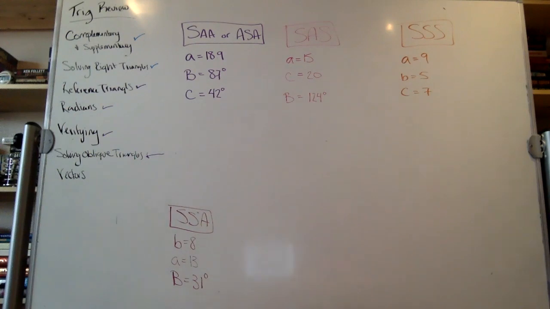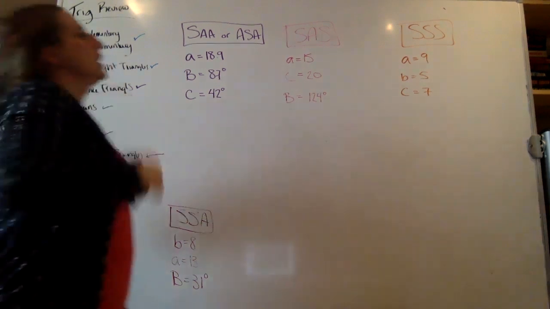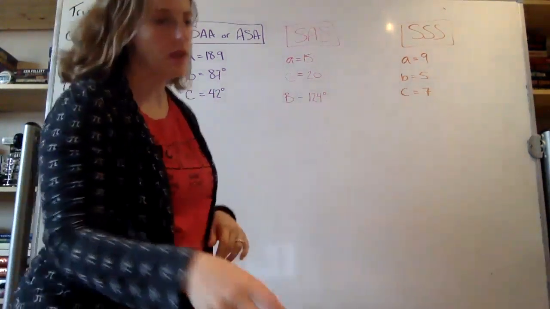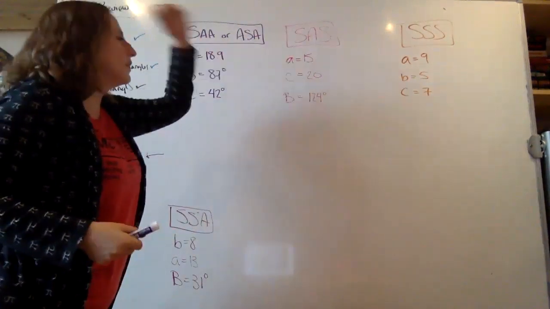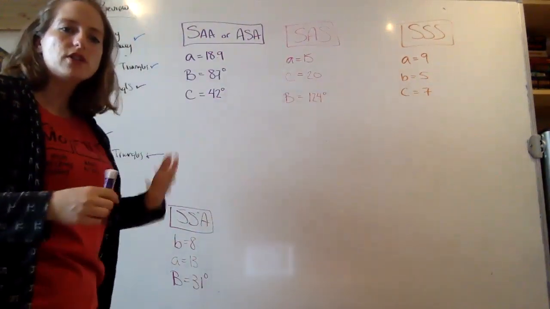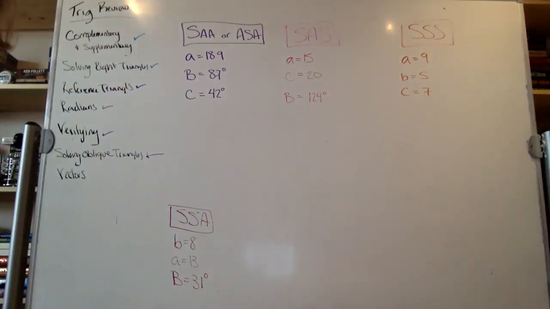Each one uses a slightly different technique to solve, but in each case, our goal is to find all of the angles and all of the side lengths. Okay, so we're gonna go through each one. So side angle angle, or angle side angle, the technique is the same for solving. So I'm gonna group them together.